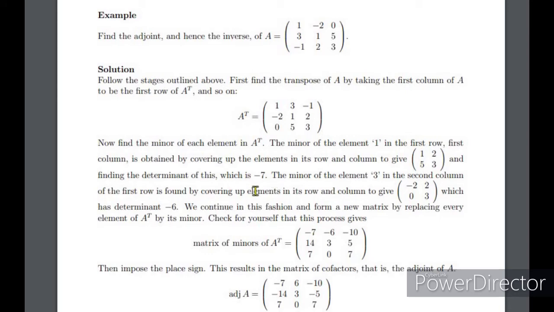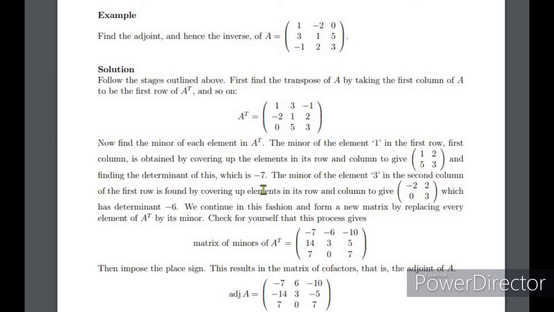So how do we get -7 here? Because we multiply 1 times 3, so it is 3. Then we subtract it from the product of 2 and 5, which is 10. So 3 minus 10 is -7, okay? So you should know how to find the determinant because we have discussed it earlier.